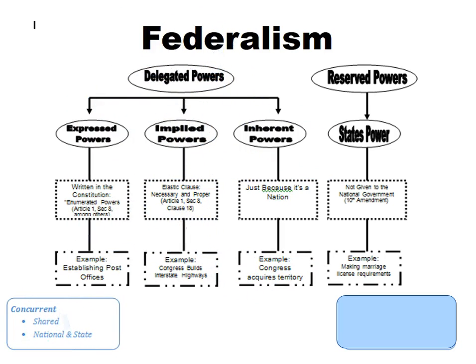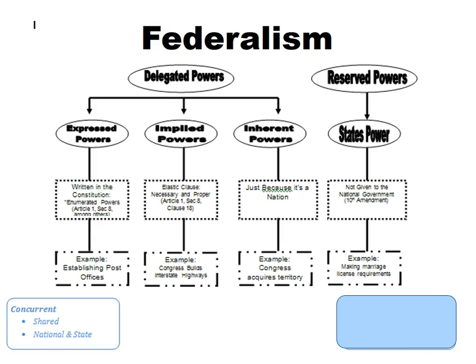Now, there's another type of power known as concurrent power. Concurrent means that there are shared powers. There are things that both the national and the state level governments can do. For example, taxes. National government's allowed to collect taxes, so are the state level governments.